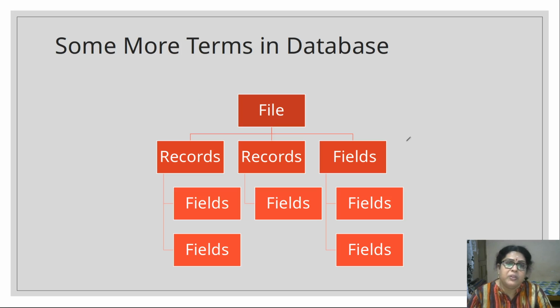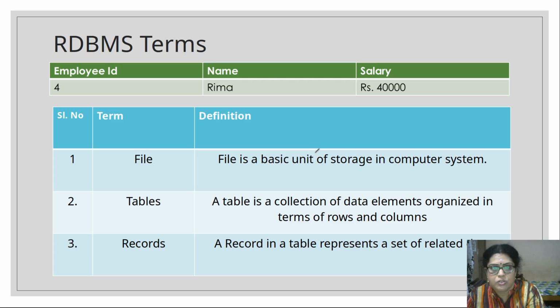Now some more terms that are used in DBMS that we are going to look at. When we talk about databases or the RDBMS, we have something known as files, records, fields, etc. So what do we mean by that? See, a file is a basic unit of storage in a computer system. The basic unit of storage is known as a file.